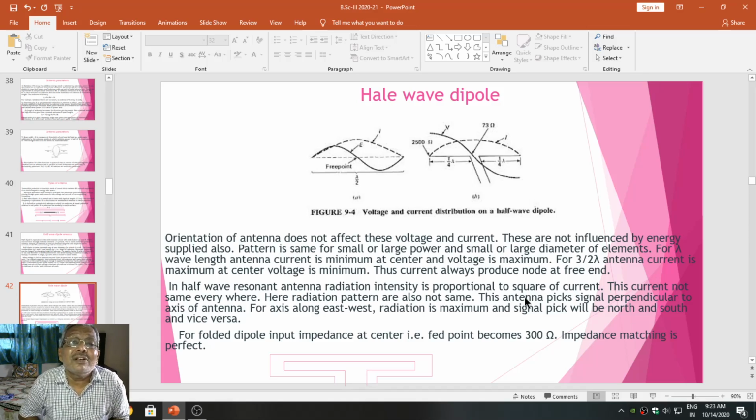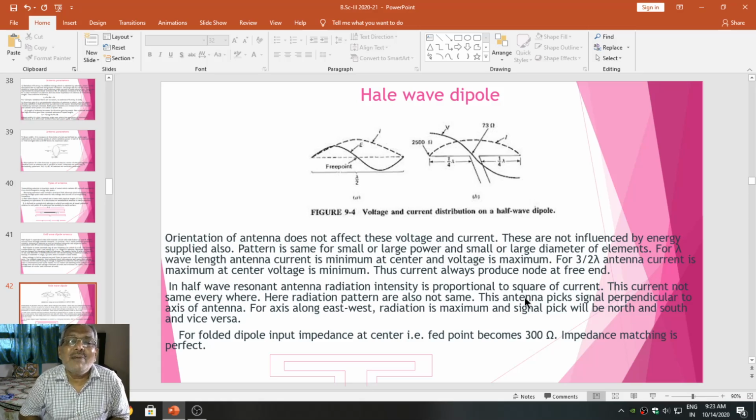If you look at that particular pattern of current and voltage, that is represented in both diagrams, diagram A as well as diagram B. Maybe it is split into two aspects, or it will be treated as a single lambda by 2 antenna. You only have to remember that current is maximum at the center and zero at both the ends. Voltage is minimum at the center and maximum at both the ends.